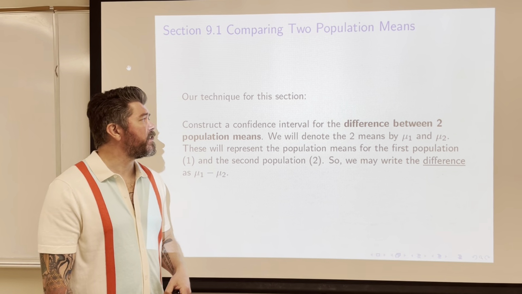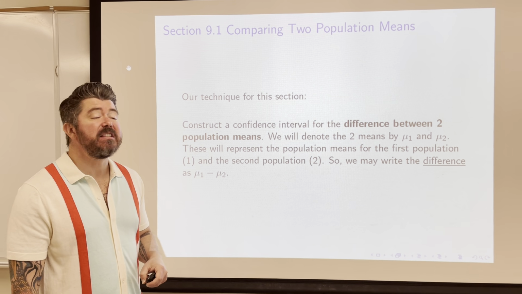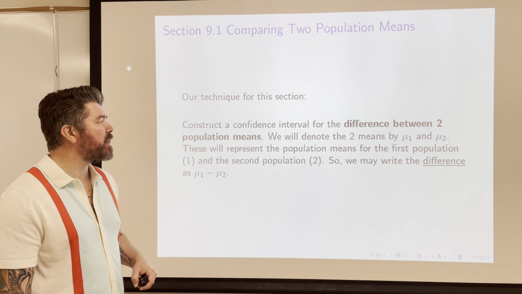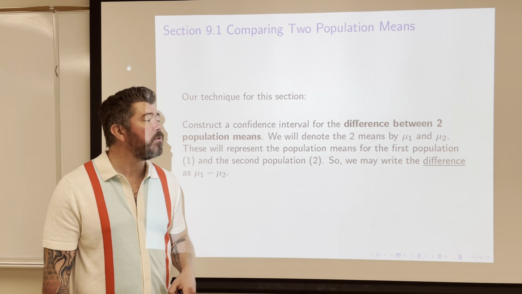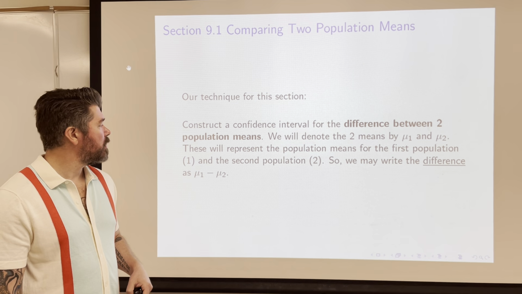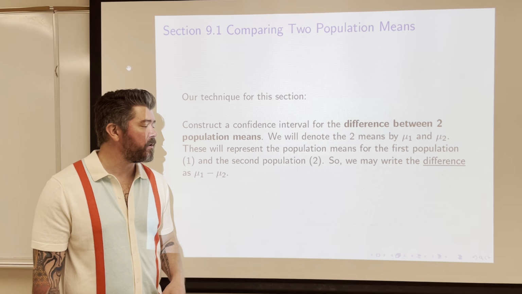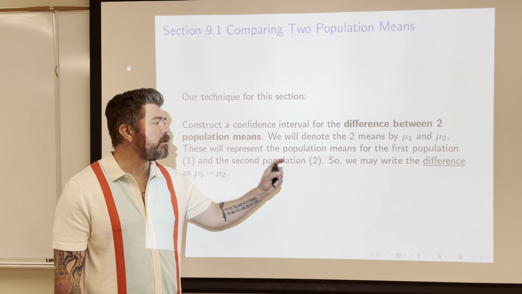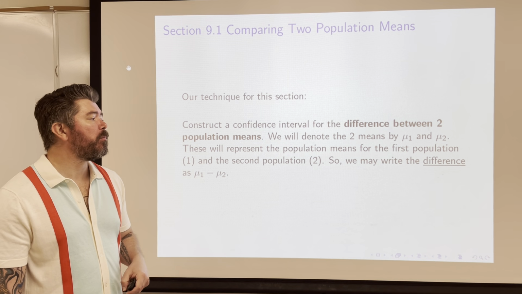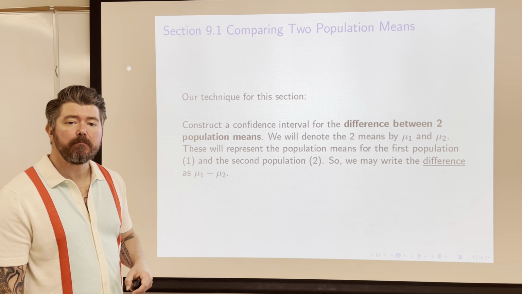Our technique for this section: construct a confidence interval for the difference between two population means. We will denote the two means by mu1 and mu2. These will represent the population means for the first population, 1, and the second population, 2. So we may write the difference as mu1 minus mu2.